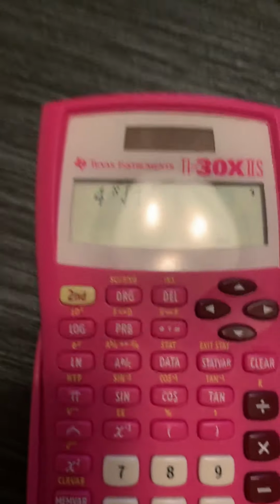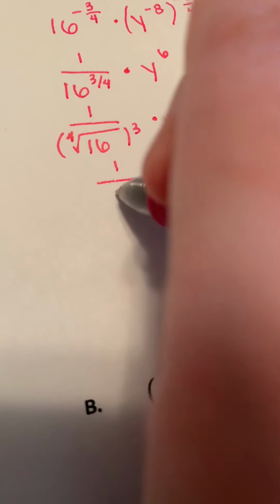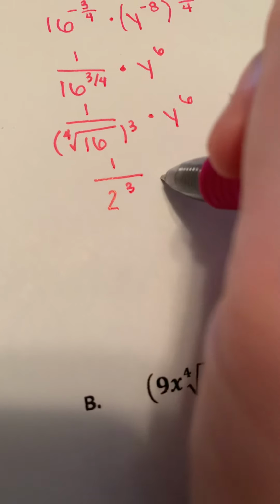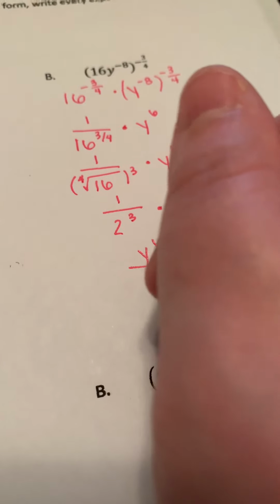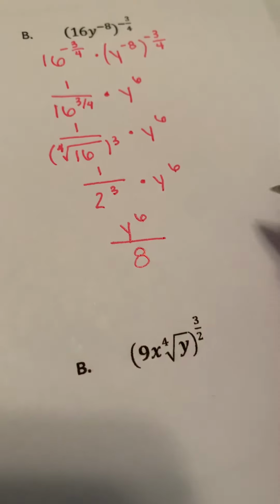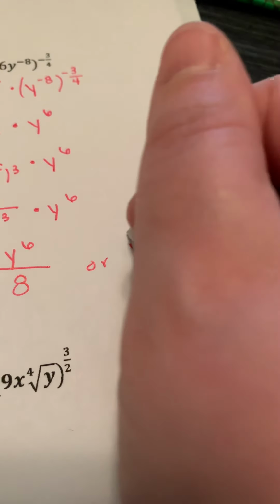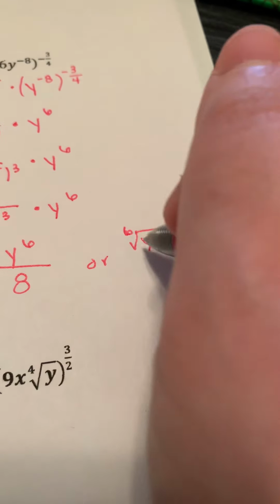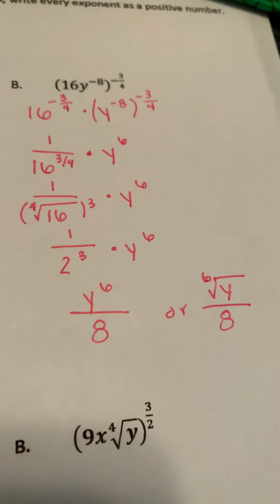The 4th root of 16 is 2. So this becomes 1 over 2 cubed times y to the 6. I'm going to bring this into the numerator. So y to the 6 over 2 cubed, which is 8. So we can leave it like that, or you can say this is the 6th root of y over 8. Either one is the right answer. It's just whatever you prefer.